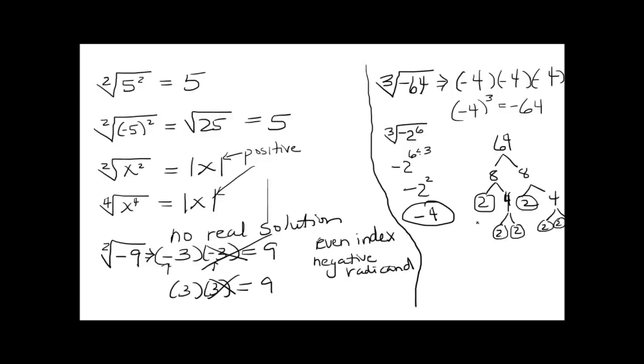Okay? So it's kind of like you're going to resort to this longer method if you don't immediately see the root yourself, if you can't think of a number cubed that gives you -64. All right, let's look at one more.